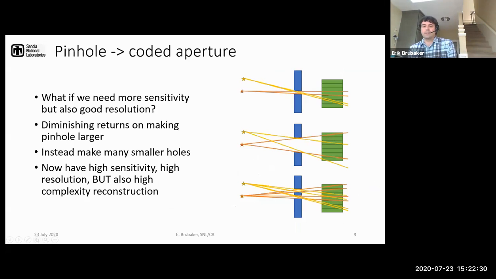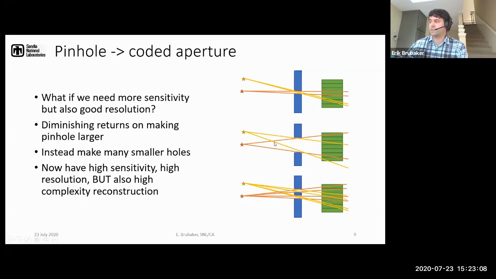So now let's talk about taking the step from a pinhole camera to a coded aperture imager. As I alluded to earlier, the reason to do this is when we want more sensitivity than a small pinhole can give us, but also better resolution than a large pinhole can give us. The top cartoon here is the same one as the previous page. Now, let's say we need more sensitivity because we want to make short measurements, and so we start increasing the size of the pinhole.